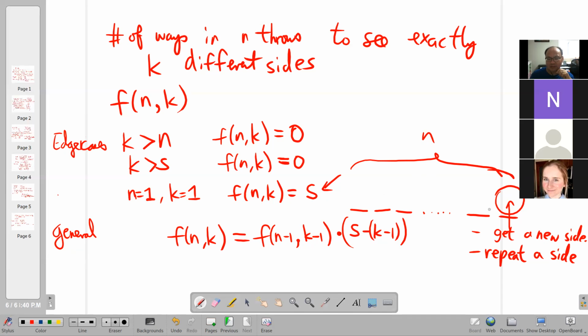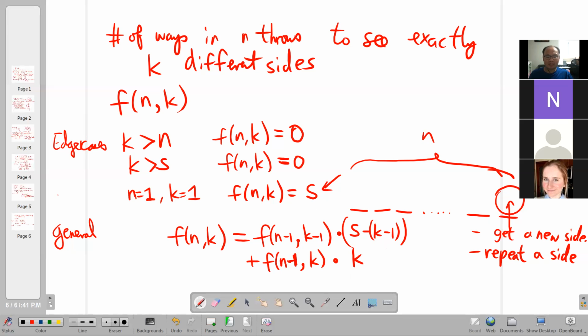If on the last throw you get a new side, that's the first case. What if you repeat a side? Well, that means that in the first n minus 1 throws, you already got k sides. And then the last throw must repeat one of the k sides. And that's it. That's the formula. Okay, so that's the recursive formula.